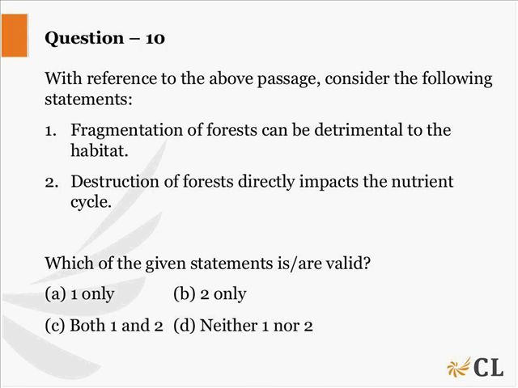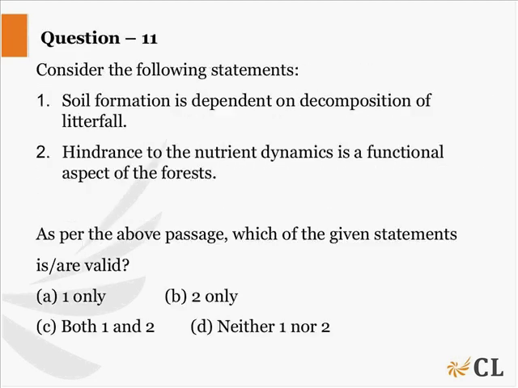Okay, so after question number 10, quick 11th, okay. 11th says, soil formation is dependent on decomposition of litter fall, and hindrance is a functional aspect of forest. So I have to check which of these statements are valid. Let's look at the first one. So what are the words that I have to look for in the passage? Soil formation and decomposition of litter fall. So let's get back to the passage and look for soil decomposition.